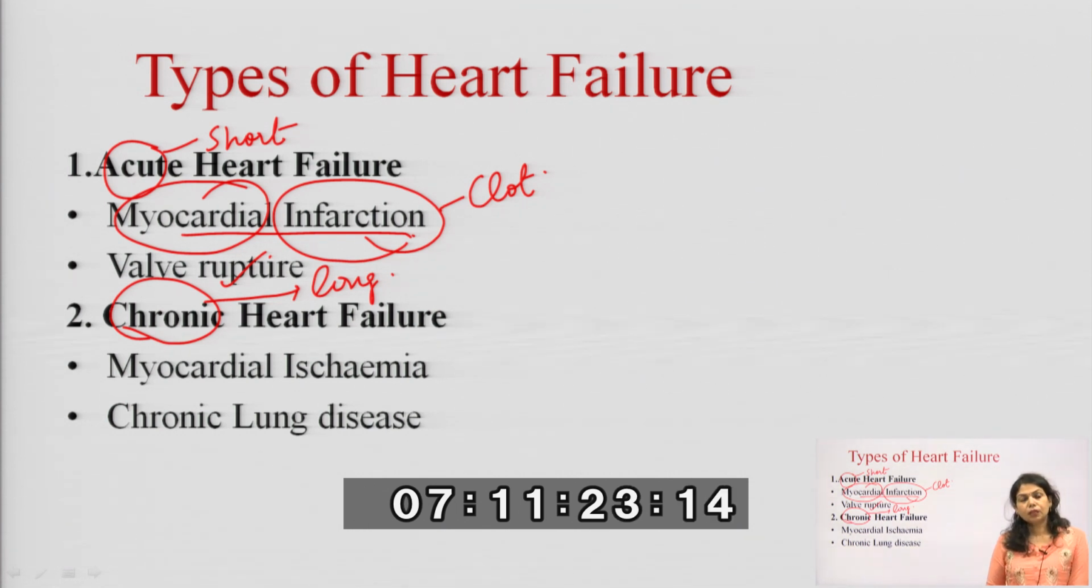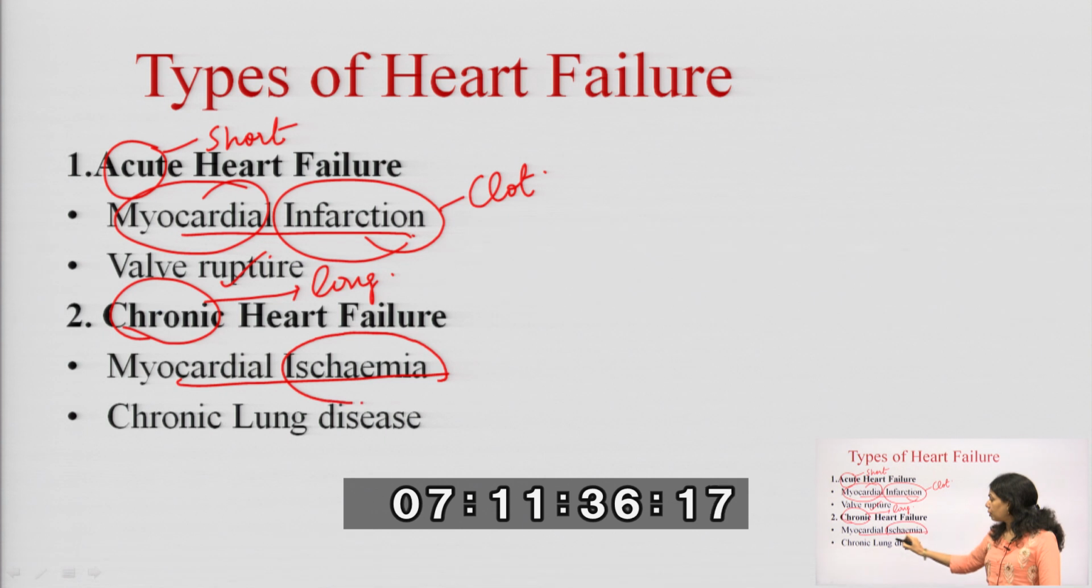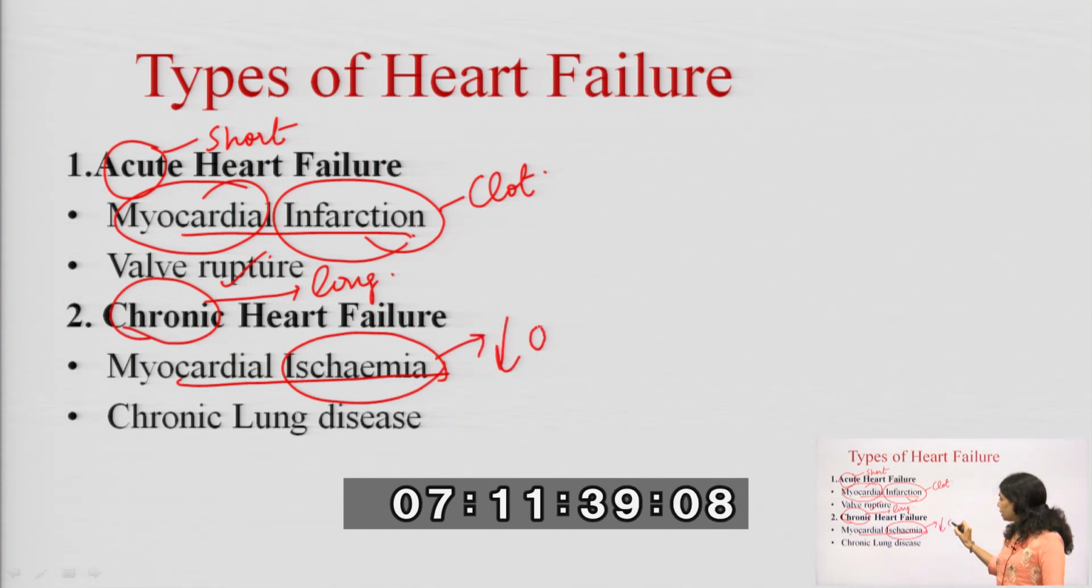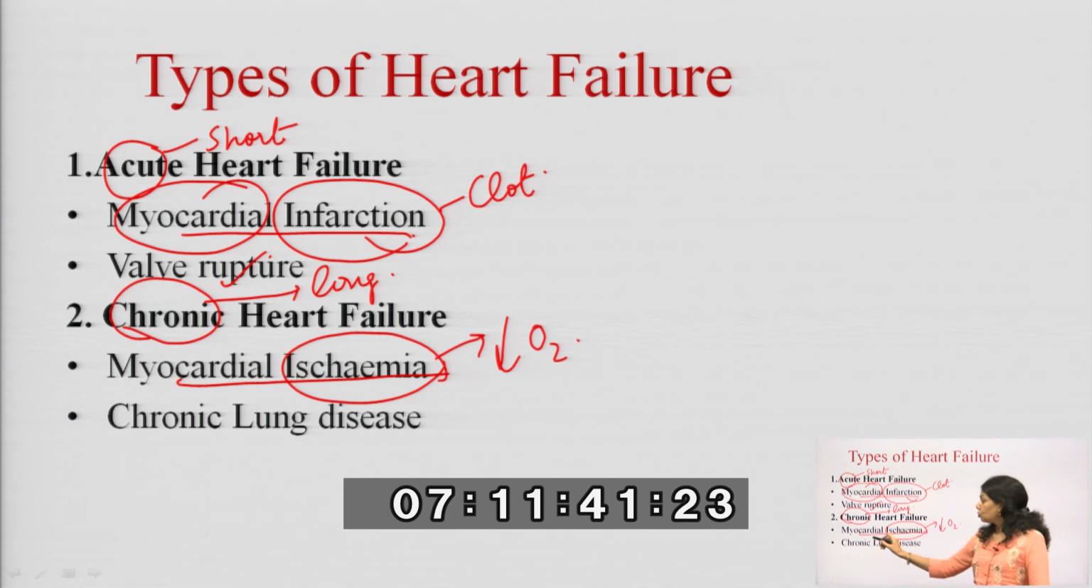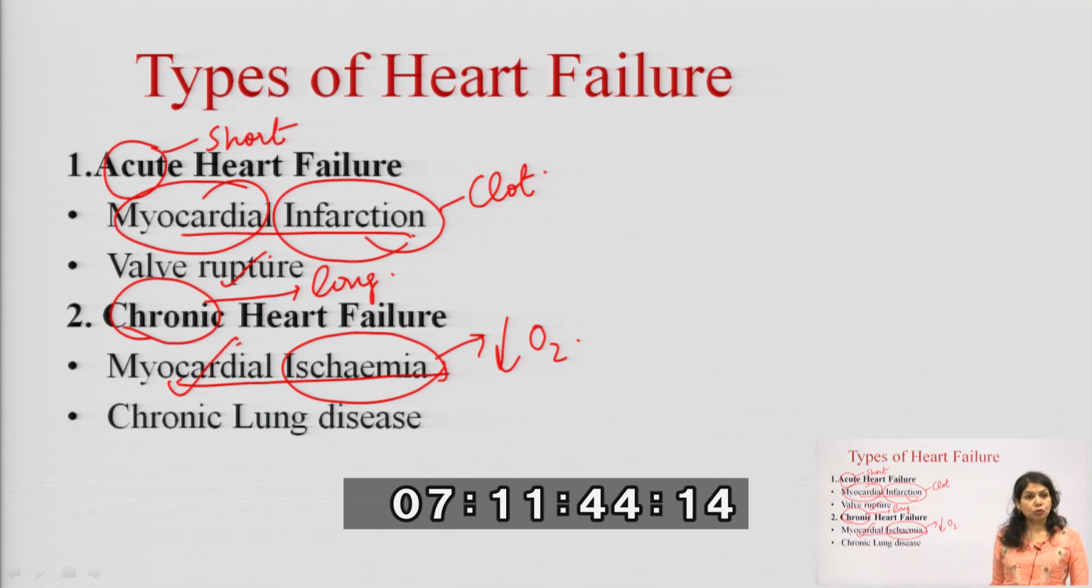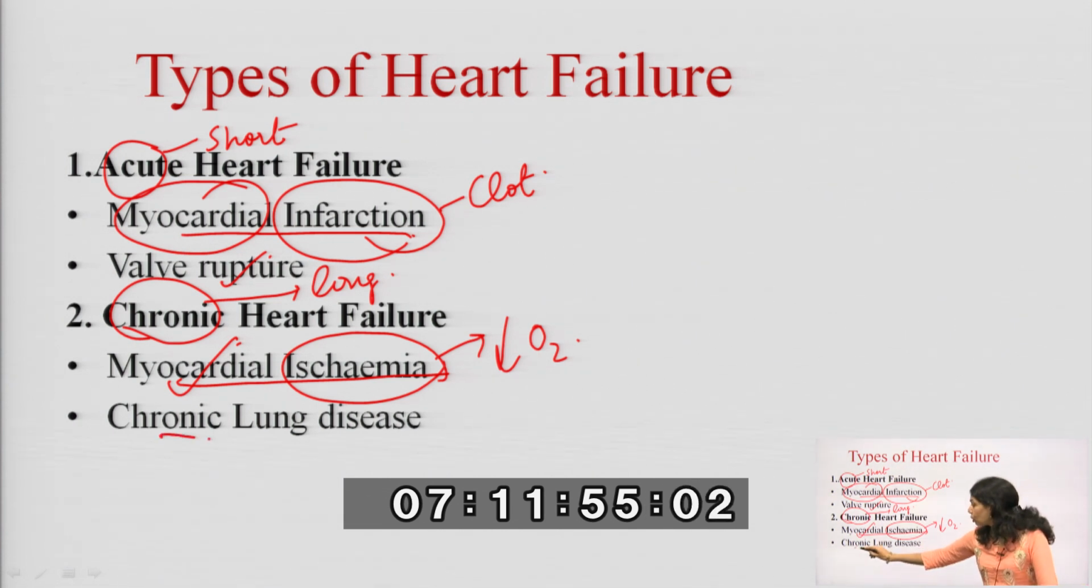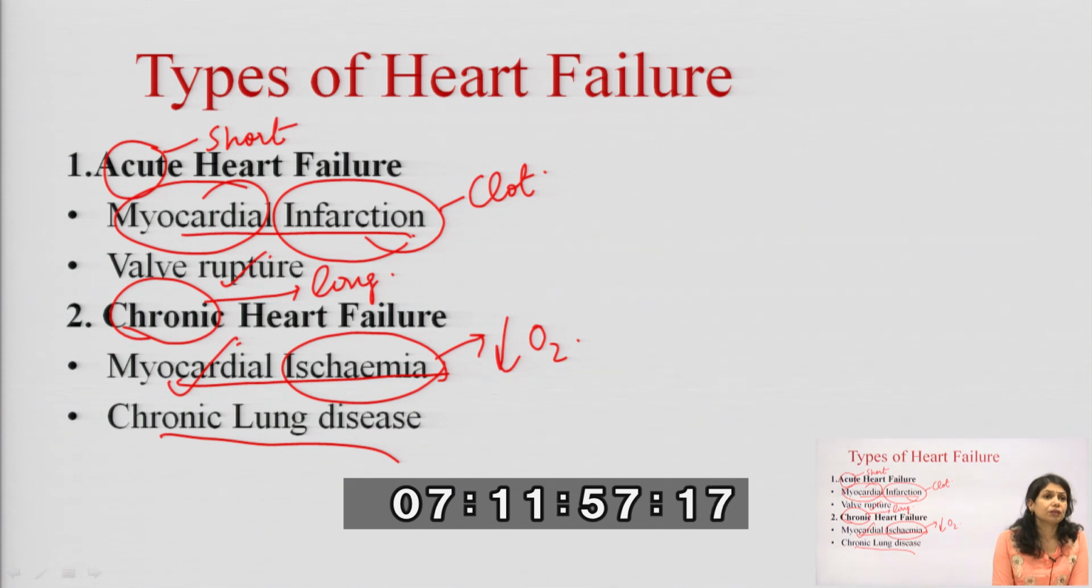Okay. Then there is chronic heart failure. Why does chronic heart failure occur? Due to other diseases like myocardial ischemia. Ischemia means less supply of oxygen, to where? To the myocardial portion of the heart. So, the heart will not be able to contract properly. When the heart is not able to contract properly, it will not be able to eject proper blood. Or if a patient is suffering from a chronic lung disease, then also the patient may suffer from chronic heart failure.